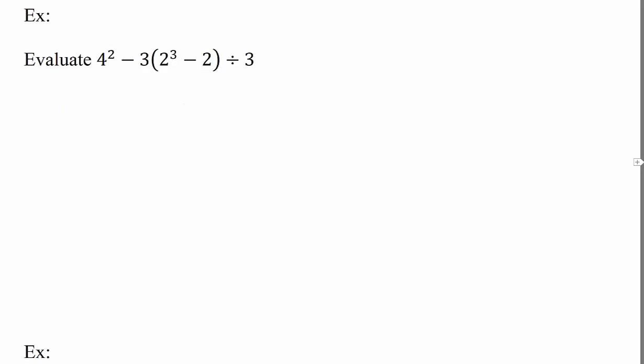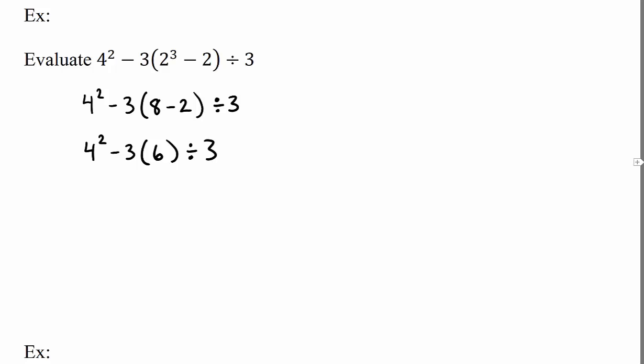Let's look at another example, getting a bit more complicated. I'm going to first do what's inside the brackets. So this is going to be 4 squared, take away 3 bracket, 2 cubed. That's 2 to the power of 3, or 2 times 2 times 2, which is going to be 8. Take away 2, and then we're going to divide by 3. So I did the exponents within the brackets, because within those brackets there's order of operations. Now I'm going to do the subtraction inside the brackets. So this is going to be 4 squared, take away 3 times 6, divide by 3.